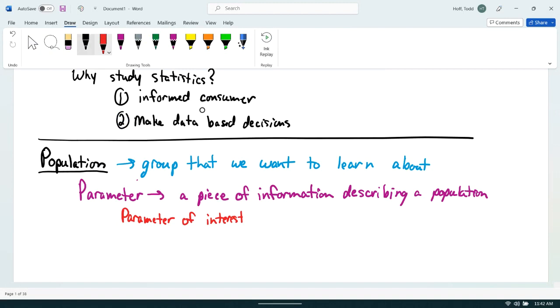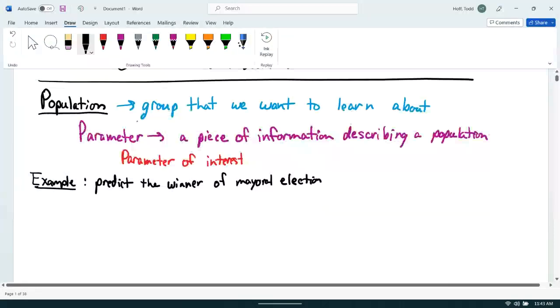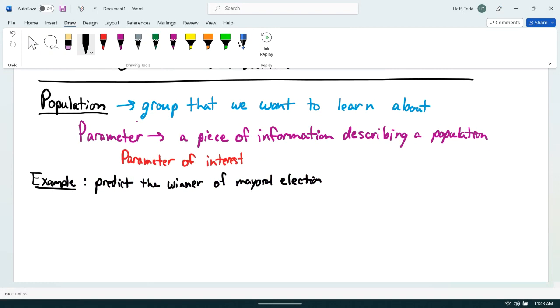Let's do an example here. Our example is, let's say we want to predict the winner of the next mayoral election. Well, first we need to define the population there. You might want to say, well, the population is the candidates. Well, that's not true. Yes, we want to know which candidate is going to win, but that's not the group that decides that. Our population here is really the voters.